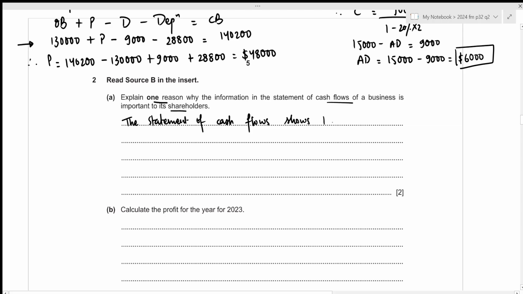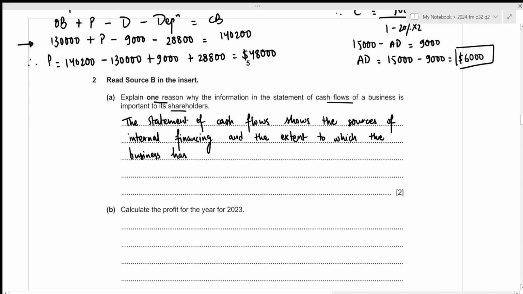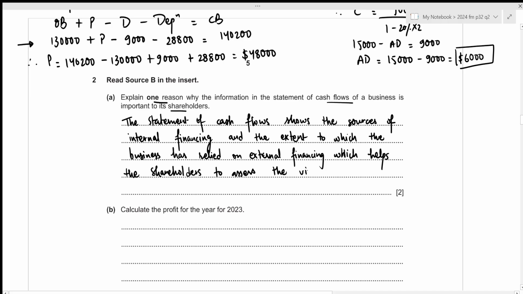shows the sources of internal financing and the extent to which the business has relied on external financing, which helps the shareholders to assess the viability of the business. That's all for the first part.